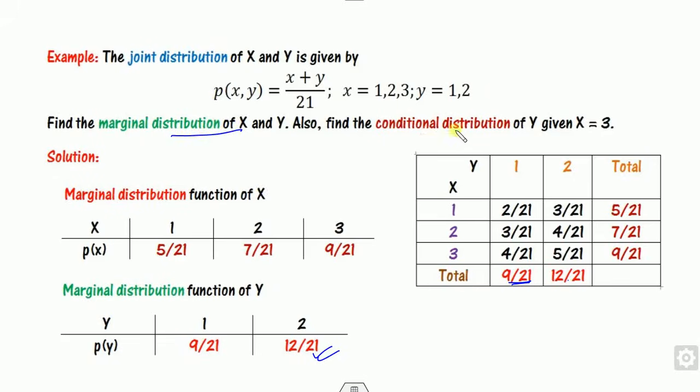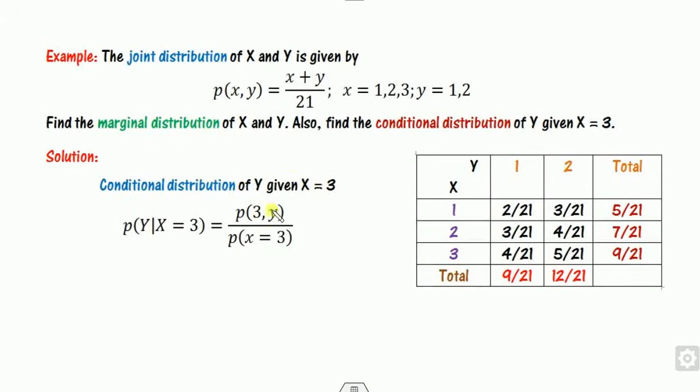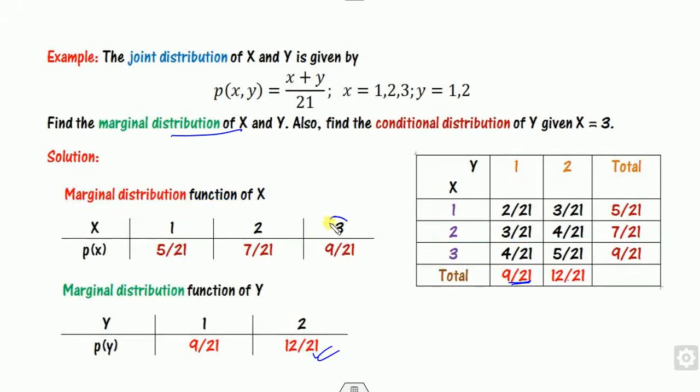How do you find the conditional distribution of y given x is equal to 3? Look at that, our target is this. Now look at that again, in the denominator, this is only for the x. It means this is my marginal. So which x is there? This is my x. X is 3. So what is my probability of x equal to 3? It is 9 by 21. Otherwise you can see in the marginal, the marginal of 3 is 9 by 21.